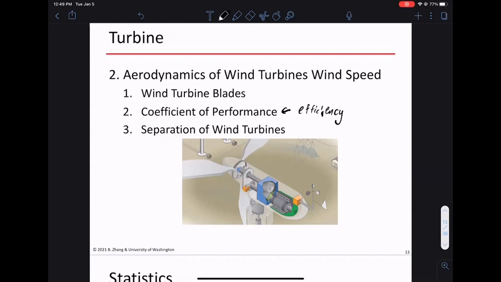Now we'll look at the separation. This is when we have multiple turbines. Because of turbulence, we cannot place them too close to each other, so we'll look at how far apart they have to be, and so, given an area, how many turbines we can put there. We'll get some ballpark estimate, given the size of the turbine, of how far the rest of the turbines have to be from that one. Okay, so this is the mechanics of wind power generation.